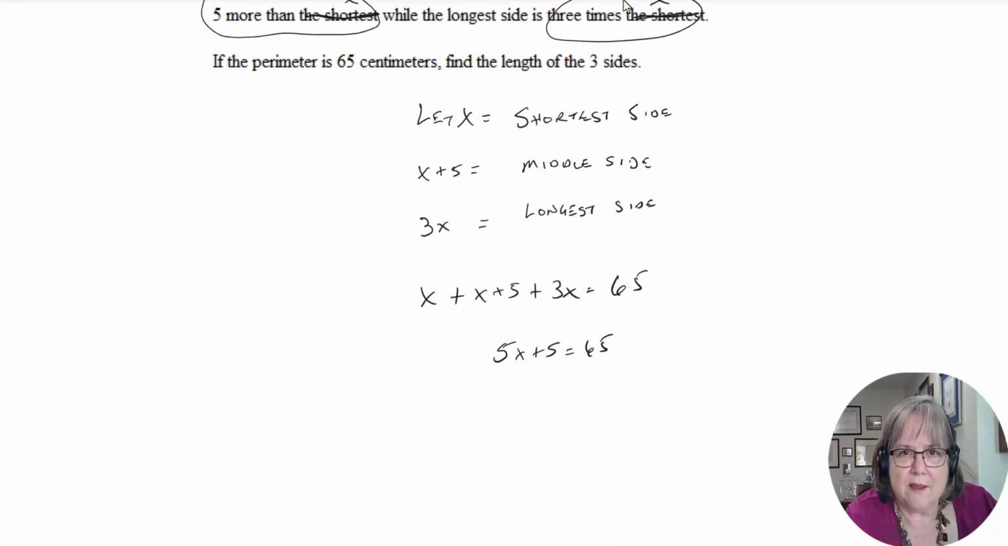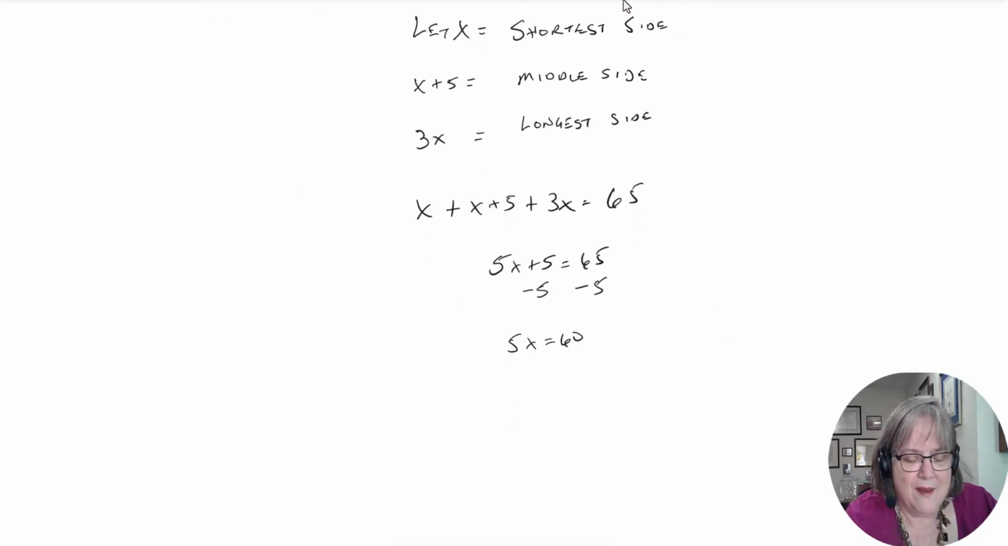I isolate my variables on one side. So I need to get rid of the 5 by subtracting 5, so I have a minus 5. So 5x is equal to 60. Divide both sides by 5. And x is 12. Don't forget your units.